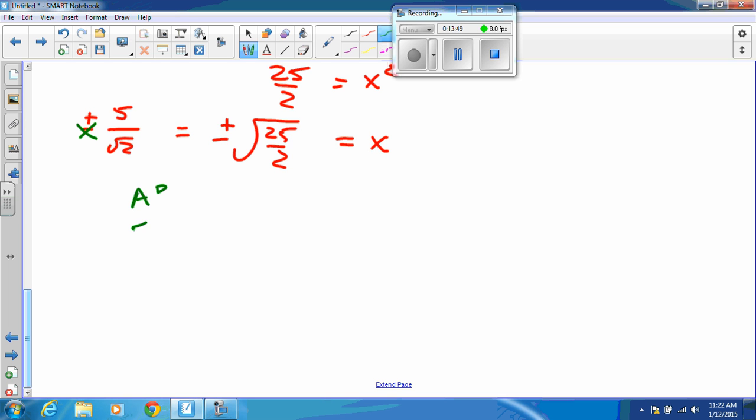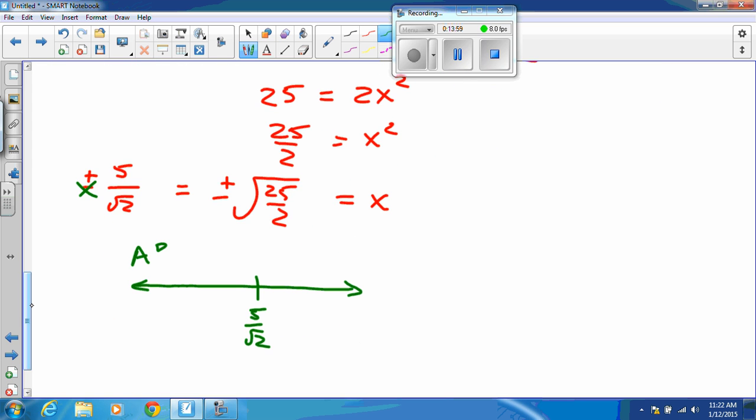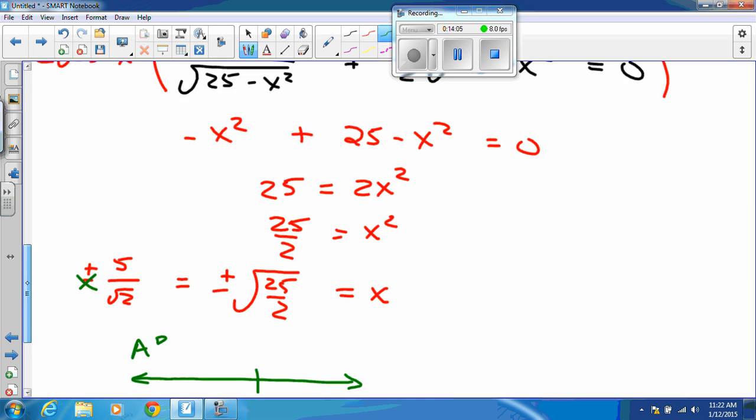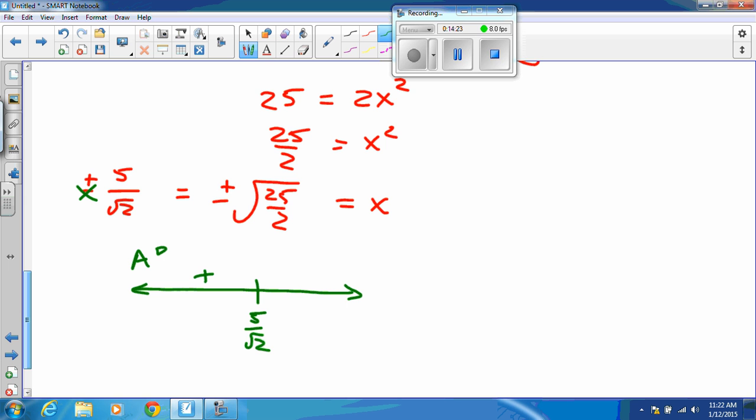Because I have a single critical point, which is 5 over root 2, all I have to do is to analyze the derivative before and after that. And the number that I like that's less than 5 over root 2 is 0. So if I go back to my original derivative right here, and I plug in x equals 0, I think you can all see that this term disappears, right? And when you plug in x equals 0 to this term, you get a positive value. 0 plus a positive value is positive.